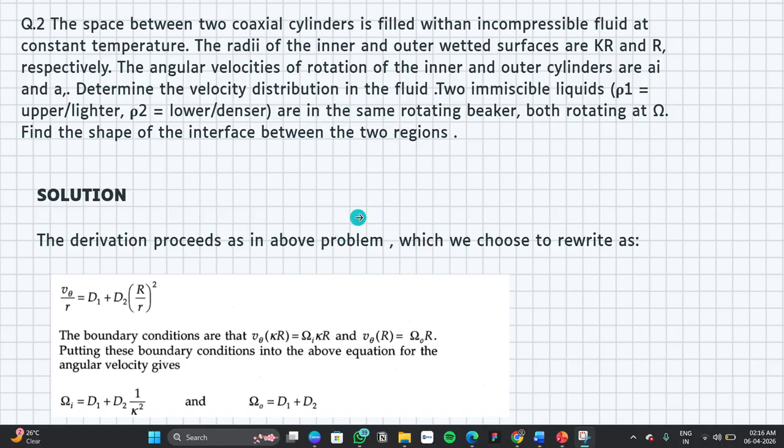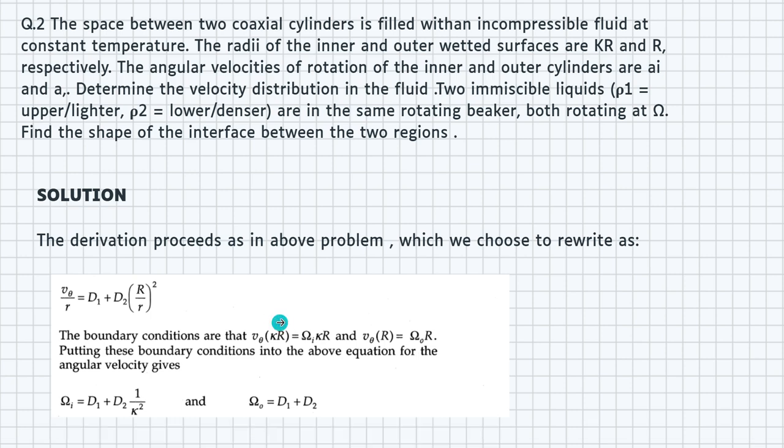So, from the derivation of the above problem, we choose to rewrite it as v_theta by r is equal to D1 by D2 into (R by r) whole squared. By putting the boundary conditions v_theta at kR is equal to omega_I kR and v_theta at R is equal to omega_naught R, we get omega_I is equal to (D1 plus D2) into 1 by k squared, and omega_naught is equal to D1 plus D2.